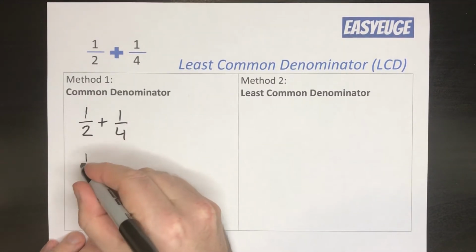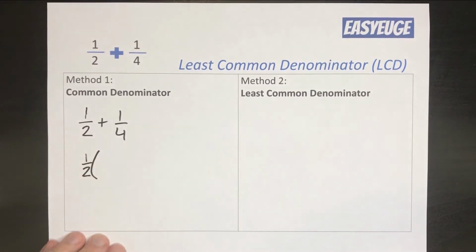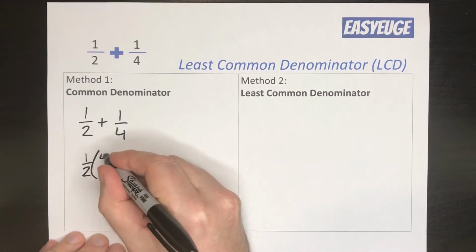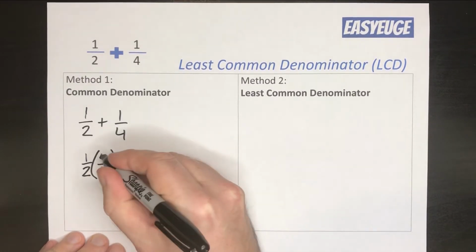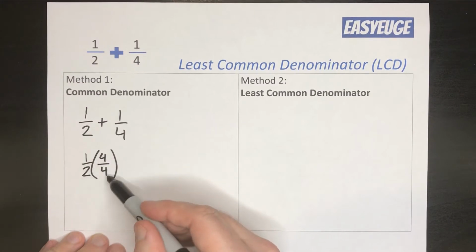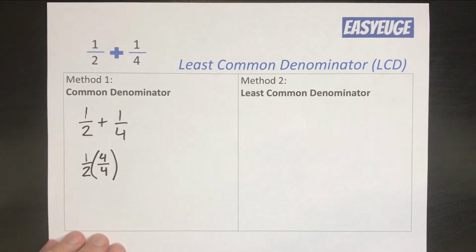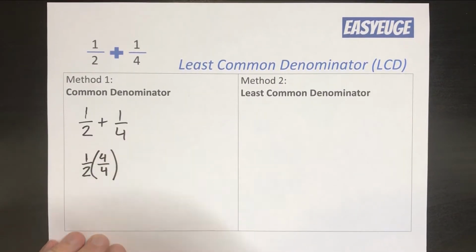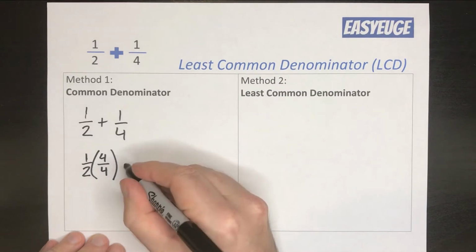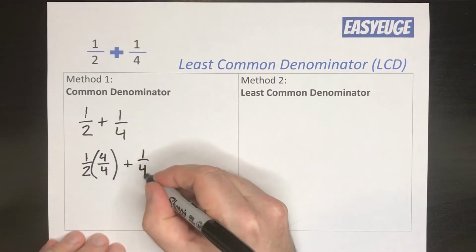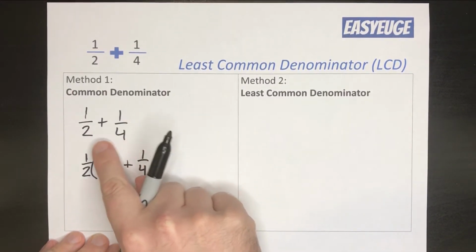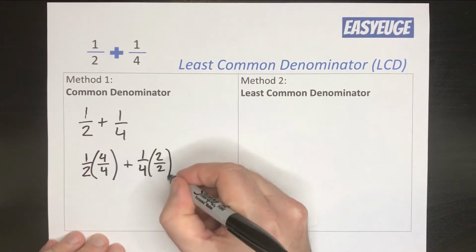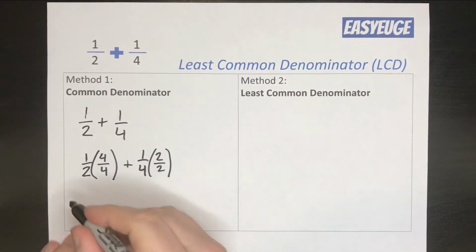So let's take the half and we'll multiply that half by the number on the bottom of this fraction. So if we multiply that by 4 over 4, multiplying by 4 over 4 is the same thing as multiplying by 1. It doesn't actually change the value of the fraction. And now let's add on that 1 quarter, but this time we multiply this one by 2 over 2. Let's write that down, 2 over 2, and let's work it out.